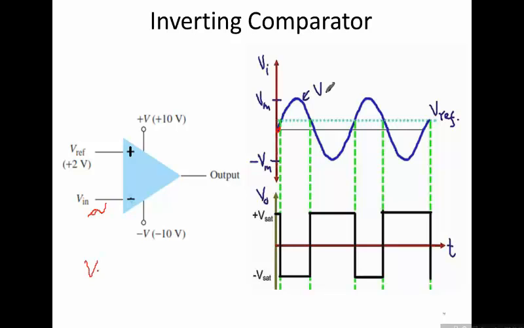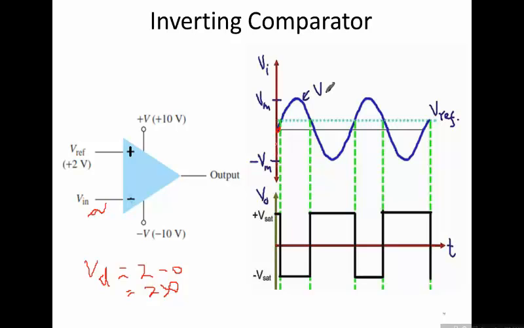So VD would be equal to what? VD is always V plus minus V minus. So V plus is 2 volts and V minus is 0 volts. Then the answer would be plus 2. So as it is greater than 0, V out would be plus VCC. So at this instant the output would be at plus VCC.